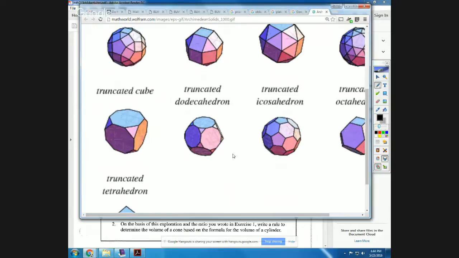872? It is a soccer ball. 872 in the book, yes. The truncated icosahedron. That's a soccer ball. People know that a soccer ball is also a truncated icosahedron. Not very many.